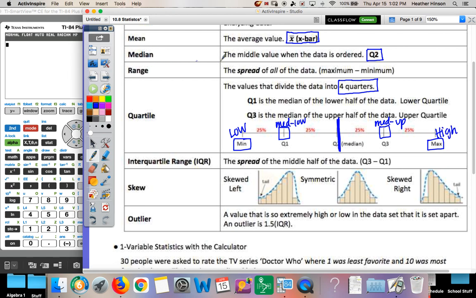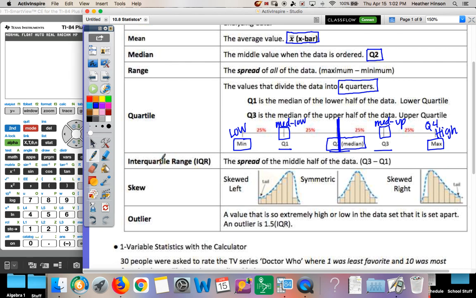I told you up here on median we would come back to Q2. We're splitting this up into 4 quarters, so you have Q1, Q2, Q3. Technically this is Q4, we just don't call it that. So that Q2, that's your second quartile. That is your median. That's why we also call it Q2, because it falls in the middle of our quartiles. So it'll get called Q2 more than anything else.